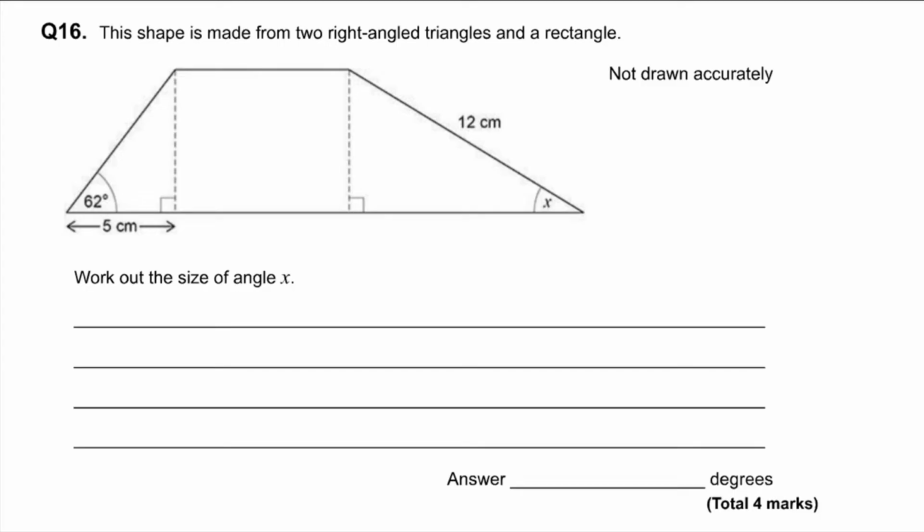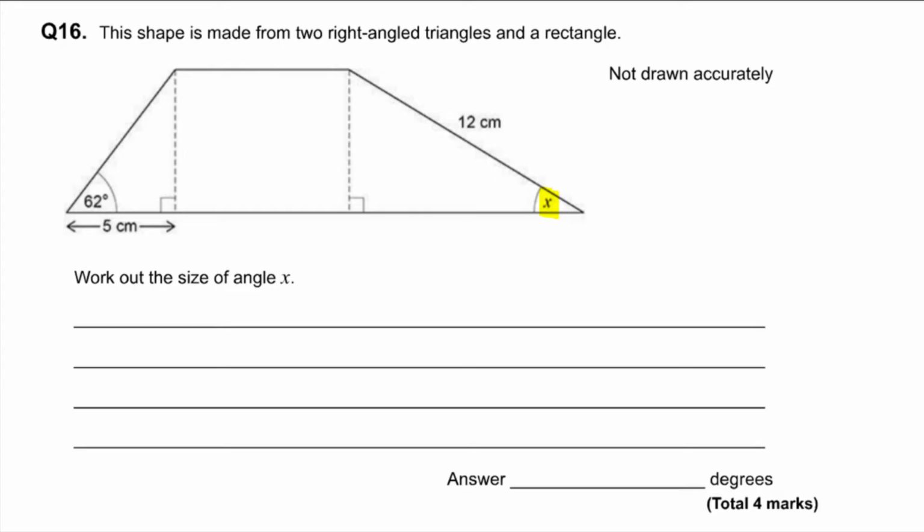Question 16: this shape is made from two right angle triangles and a rectangle. Work out the size of angle X. So there's angle X all the way over there. Can't really start in that triangle though. We only know one thing. That's not enough to use either Pythagoras or trigonometry. You need to know two things in the triangle in order to use those.